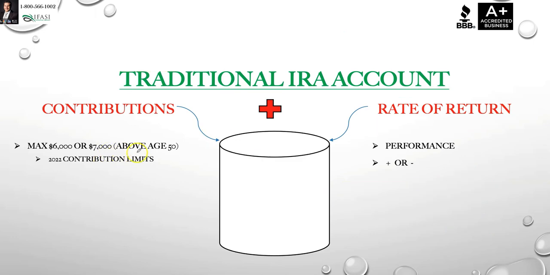And if they're above the age of 50, that contribution limitation is raised by $1,000, and that's basically talking about the 2022 tax year. If you're watching this video in a different tax year, obviously, look up what those max contribution limits are for a traditional IRA.